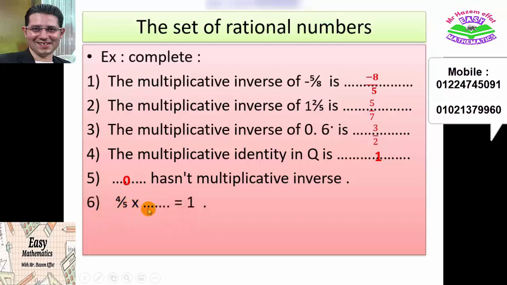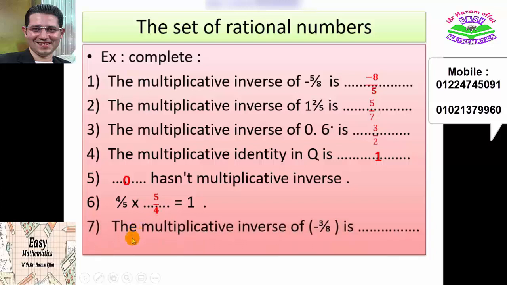Number 6, 4/5 multiplied by what equal 1. Yes, we must write here the multiplicative inverse of 4/5. It will be 5/4. Finally, he gave me the multiplicative inverse of -3/8 raised to power 0. Before finding the multiplicative inverse, we must calculate it by using calculator, for any number raised to power 0, it will be equal, yes, 1. So the multiplicative inverse of 1 will be 1.